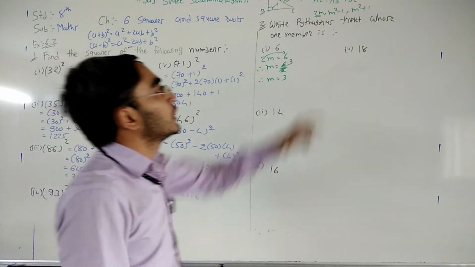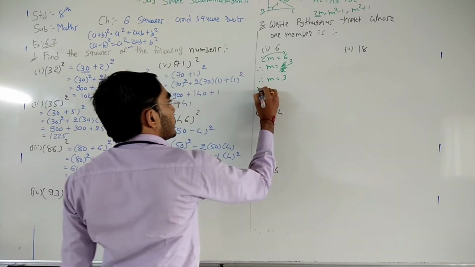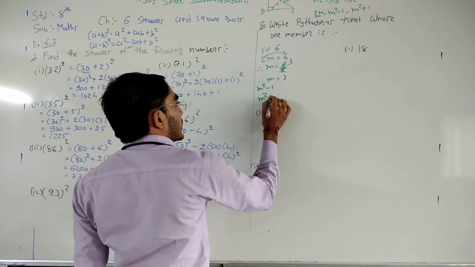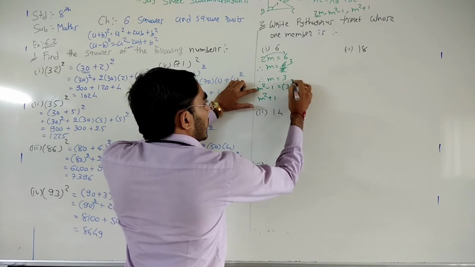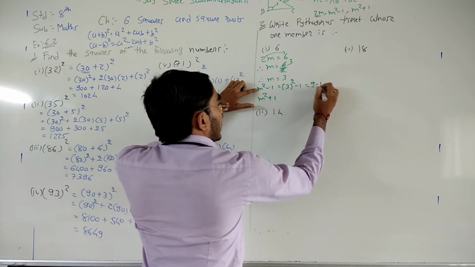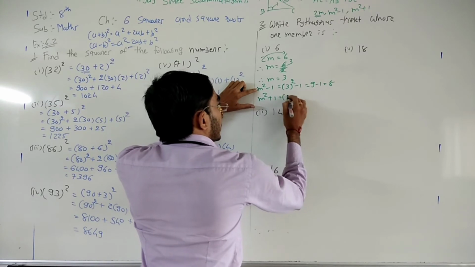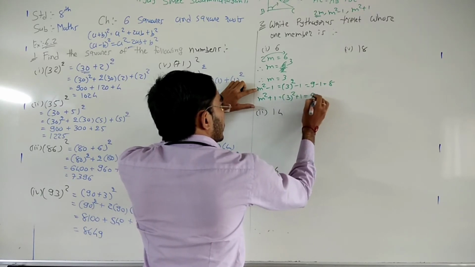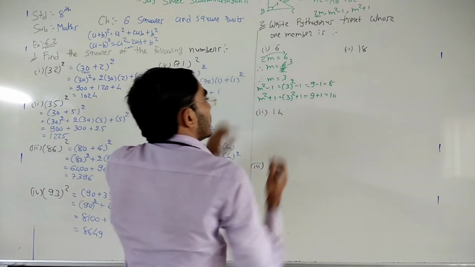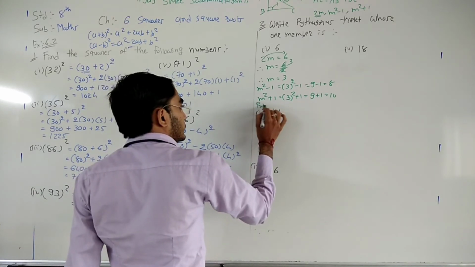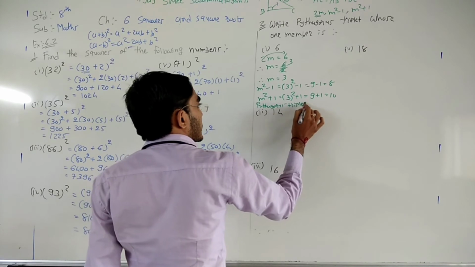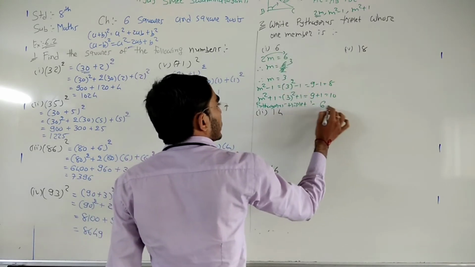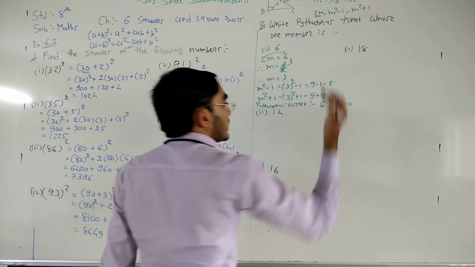Now we can find the other 2 sides, m square minus 1 and m square plus 1. Now for m square minus 1, put the value of m. So 3 square minus 1: 3 square is 9, minus 1 is 8, and 3 square 9 plus 1 is 10. So the Pythagoras triplet is one side 6, 8 and 10.